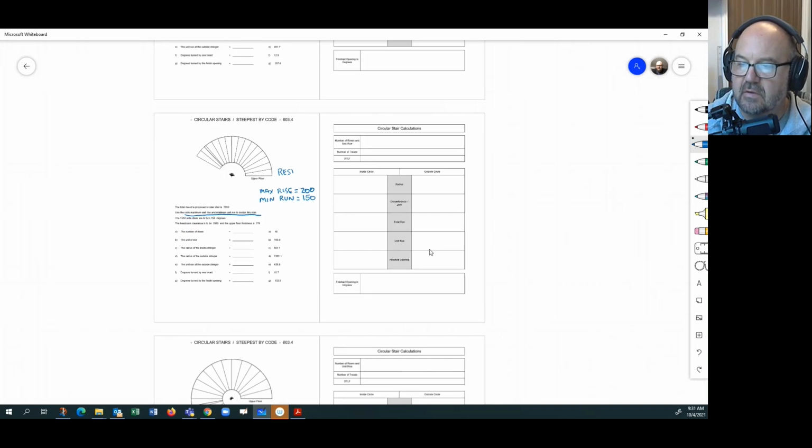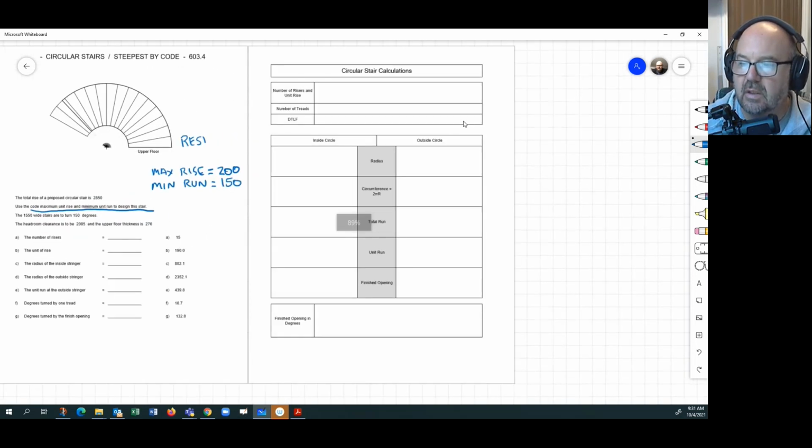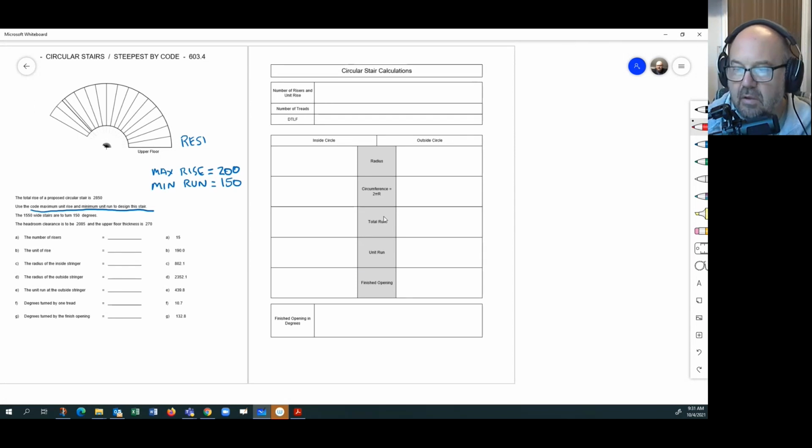All you have to do then is do all your calculations. And same thing here, I'm going to drop it in here. For your unit run, that's going to be 150. And for all of your calculations up here, max rise, in this case, 2850 divided by the max rise of 200. You know what, just for kicks, let's work that out. 2850 divided by 200. It says 14.3. This is perfect. Which way are we going to round that number?